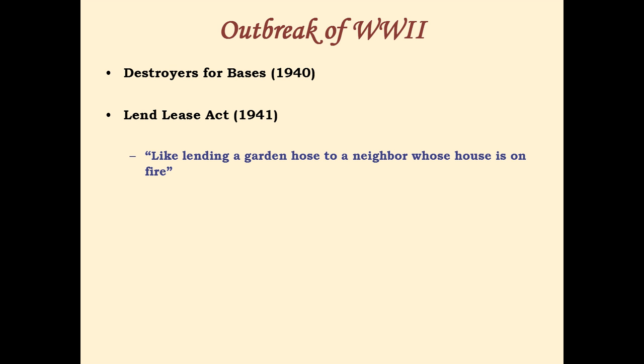FDR said this was like lending a garden hose to a neighbor whose house is on fire. A lot of Americans wanted to stay out of the war, but FDR was trying to say, look, if we don't do something, there's a danger that the fire, i.e. the war in Europe, could spread and hurt us. By lending a hose to a neighbor, you're not putting yourself in danger. You're giving your neighbor the tools to put out the fire. So by lending or leasing military weapons to European countries, we were giving them the tools to defeat Hitler.